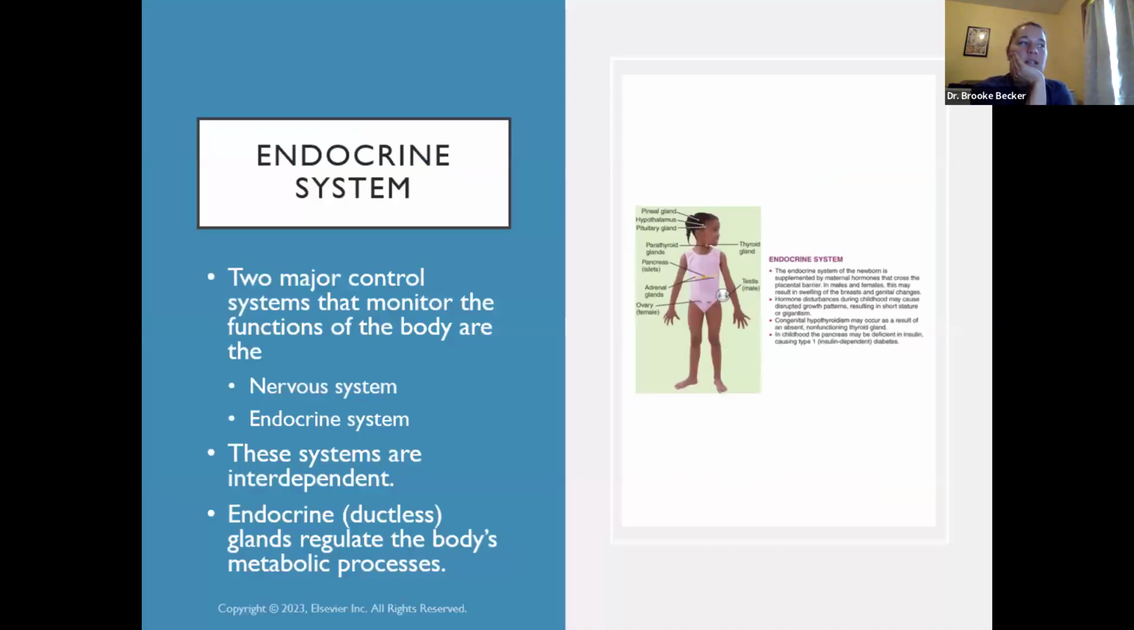So the endocrine system functions from two different systems, the endocrine system and also the nervous system. They work together. The endocrine system is ductless glands that regulate the body's metabolic system. So things like the thyroid, the parathyroid, the pancreas, the adrenal glands, the ovaries, the testes, pineal glands, hypothalamus, pituitary. Those are all involved in the endocrine system, but they all also work with the neurologic system for management.